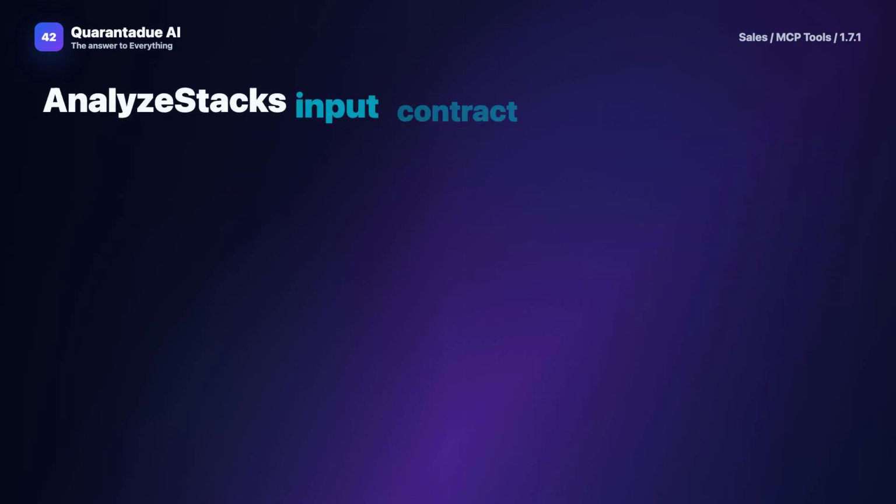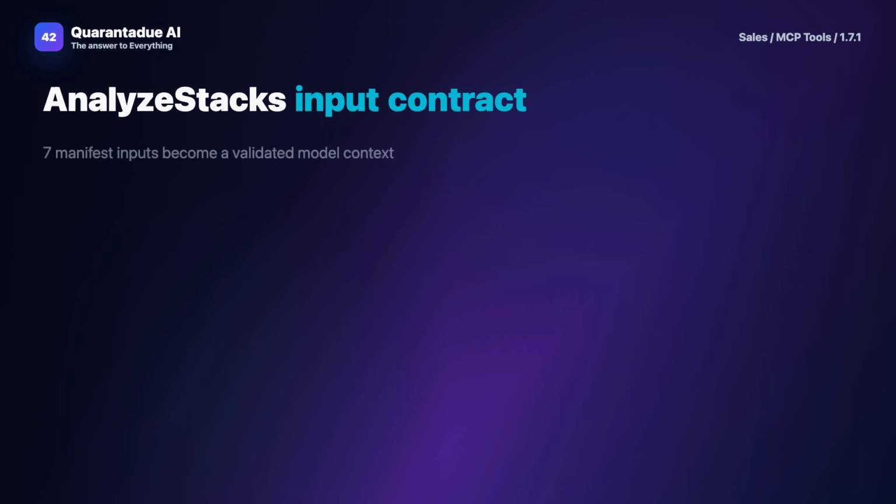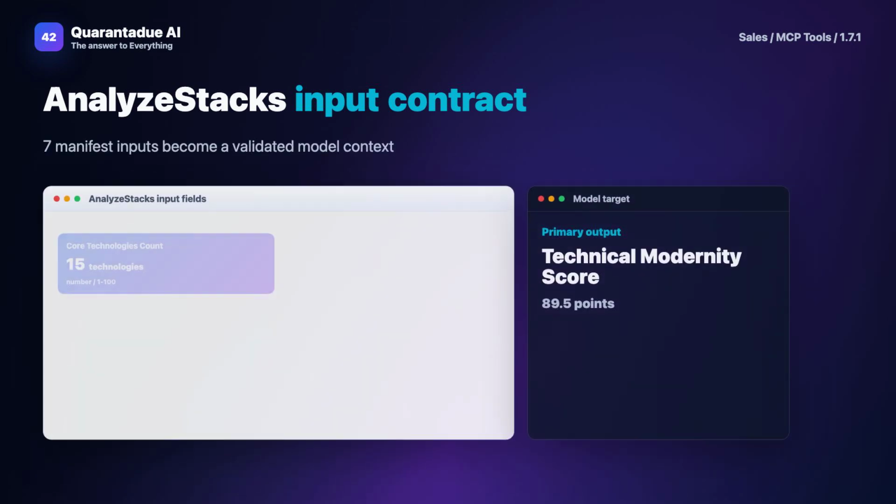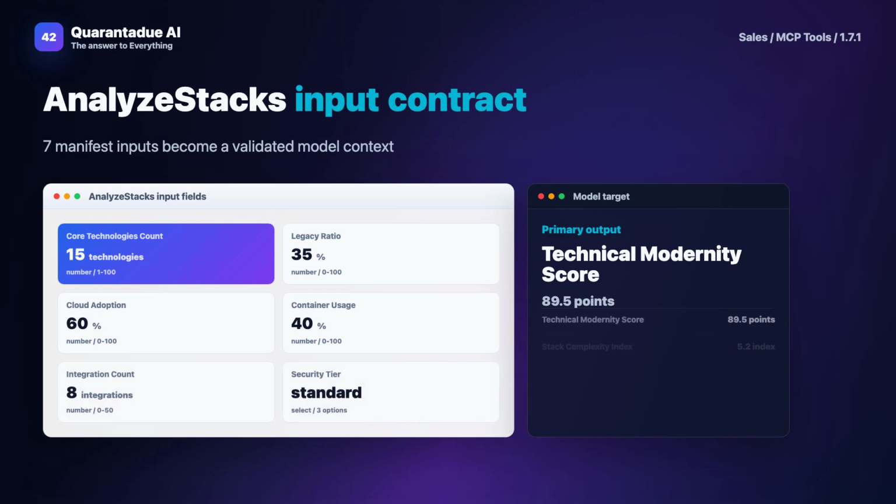Analyze Stacks starts with a defined input contract. Typical inputs include core technologies count, legacy ratio, cloud adoption, container usage, and integration count. Keeping these fields explicit reduces ambiguity and makes every run easier to audit.